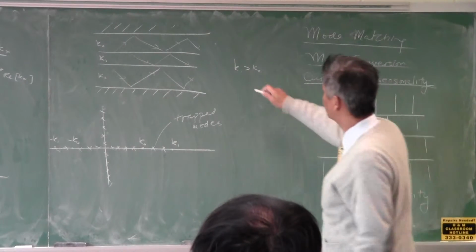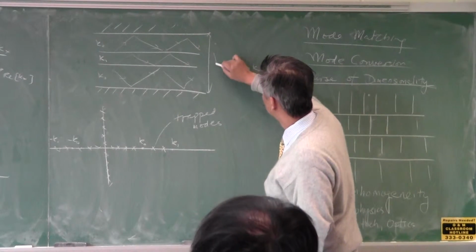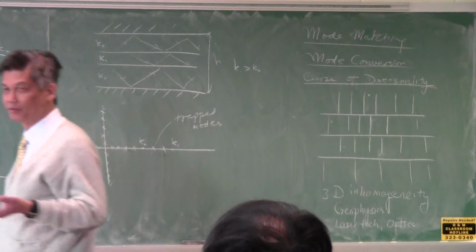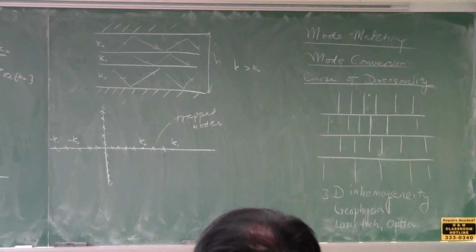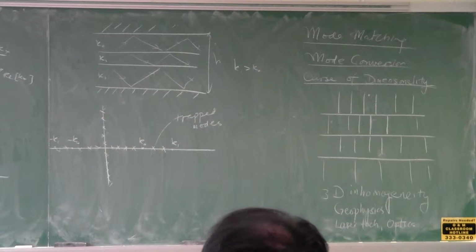Now what happens if I make H bigger and bigger? What happens to those modes? Do they disappear, do they become denser, or do they become sparser? Multiple choice question. How do they become denser? And if they become denser, how do they become sparser? If they become sparser.